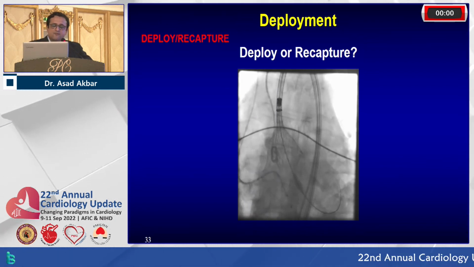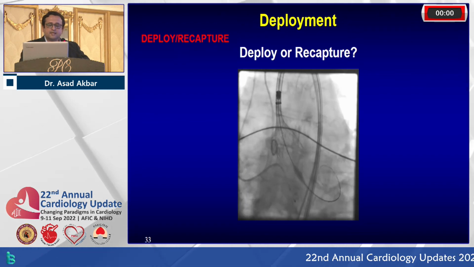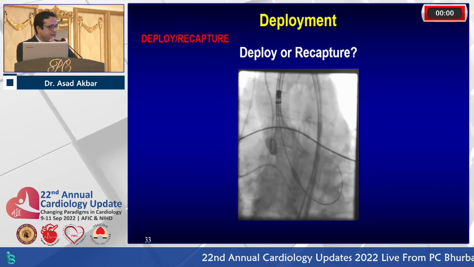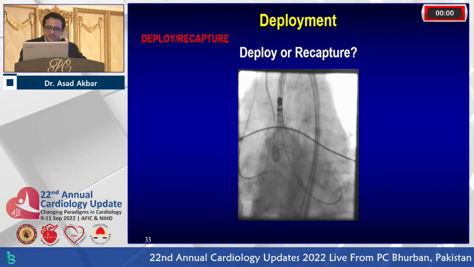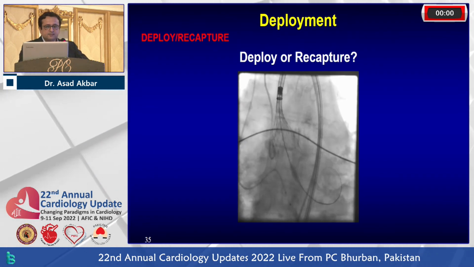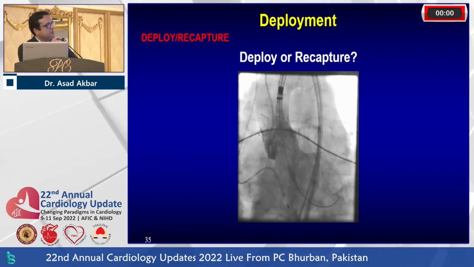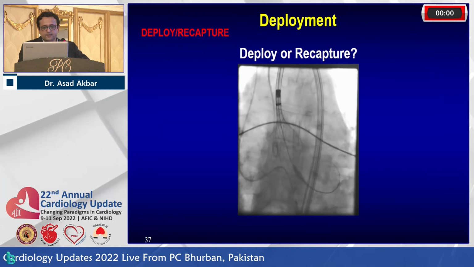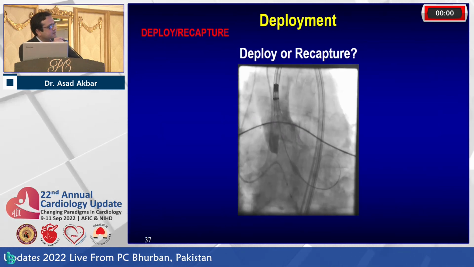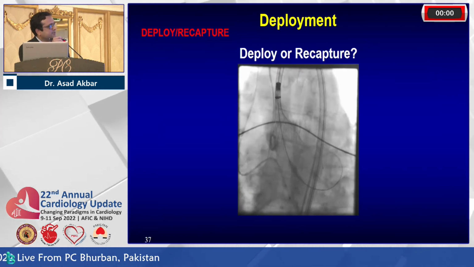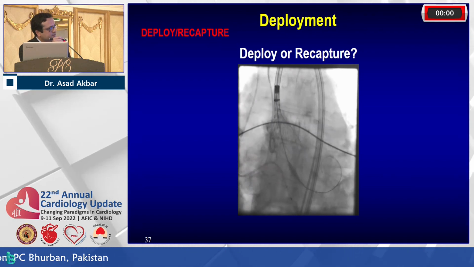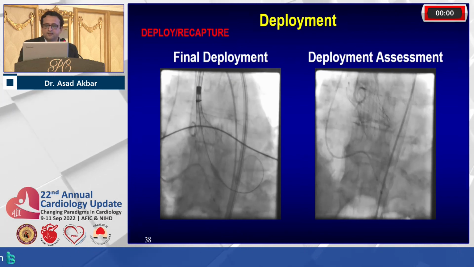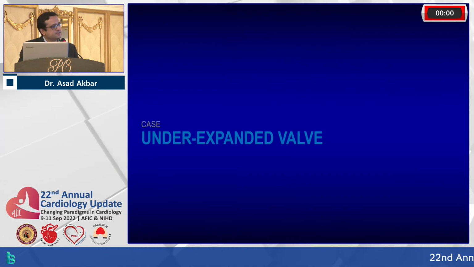So this valve, in terms of permissions, we have the permission to recapture and redeploy 3 times. So this was recaptured. The second time it was deployed a bit higher. The third deployment was perfect. This is it. We will go into that procedural technique some other time, because we have no time for it. But this is a pretty good deployment, and there's no real paravalvular leak in this case.